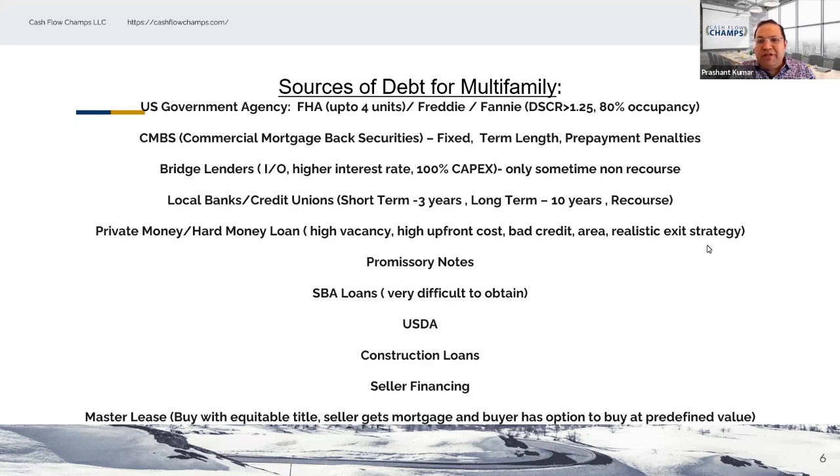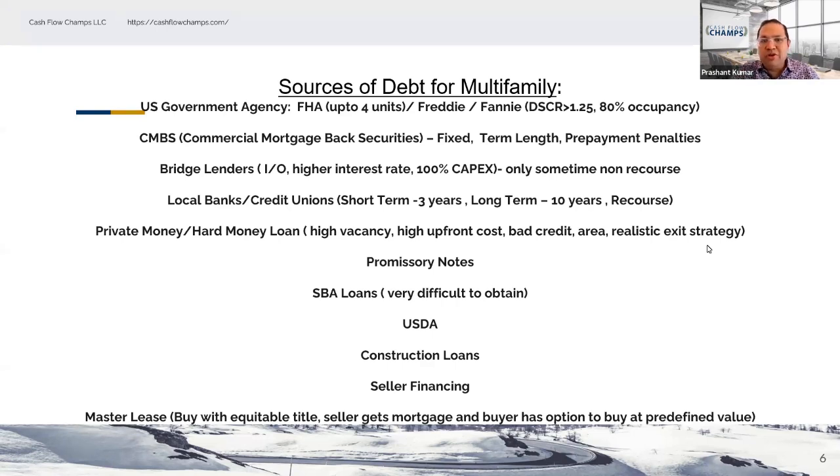Then you have private money. If your property is not the right fit for any of these, then you have to go to private money or hard money, where you're talking about high vacancies, high upfront cost, bad credit area, but with a realistic exit strategy, right? So you can go for private money or hard money loan. In addition to that, you have promissory notes.